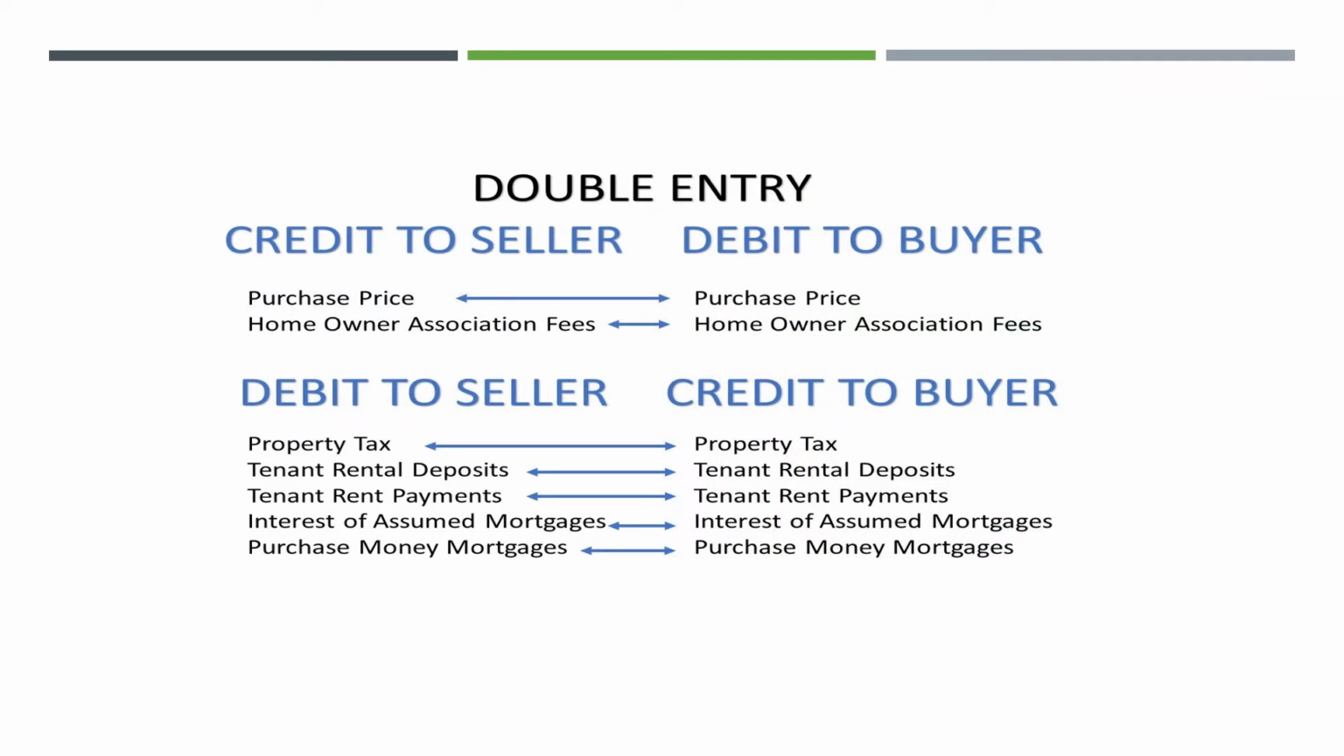Using the double entry system, the following items are entered as a credit to the seller and a debit to the buyer: purchase price, homeowner association fees. The following items are entered as a debit to the seller and credit to the buyer: property tax, tenant rental deposit, tenant rental payments, interest of assumed mortgages, purchase money mortgages.